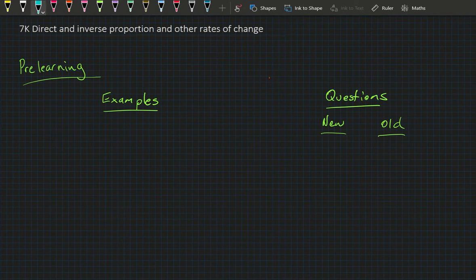Hi class, welcome to exercise 7K, direct and inverse proportions and other rates of change. And I should also mention that this is exercise 7L in the old book.